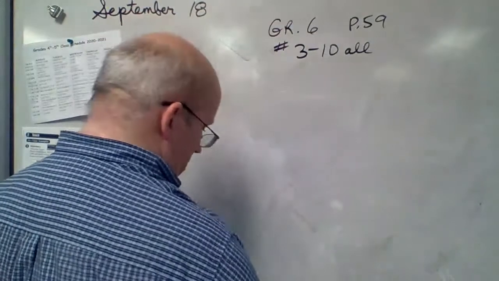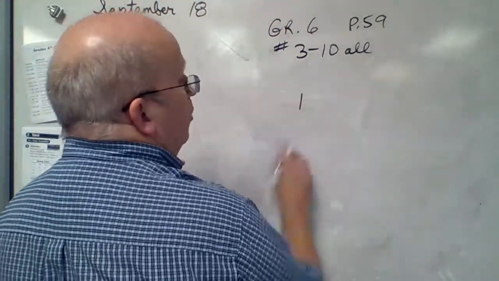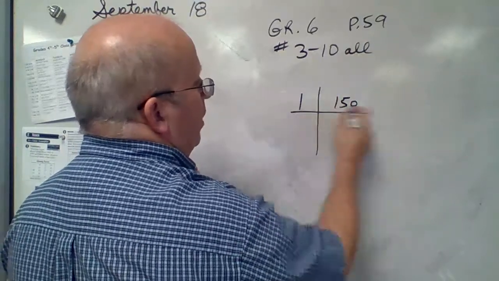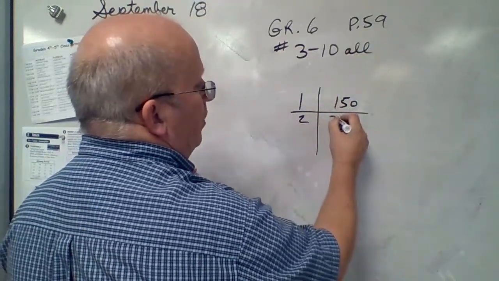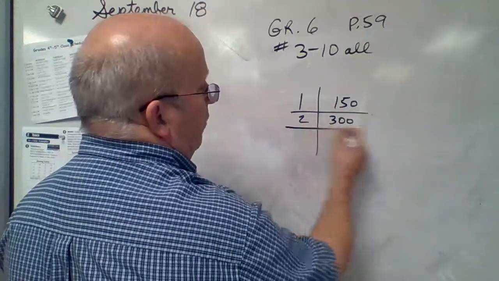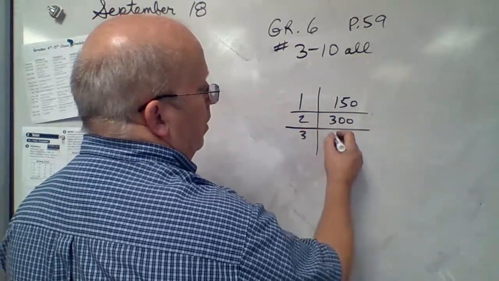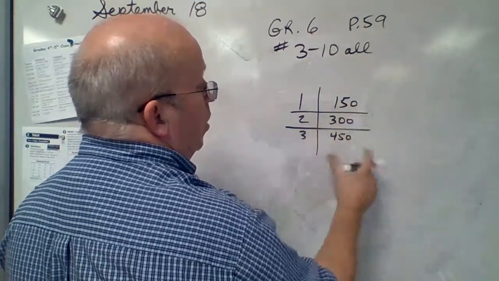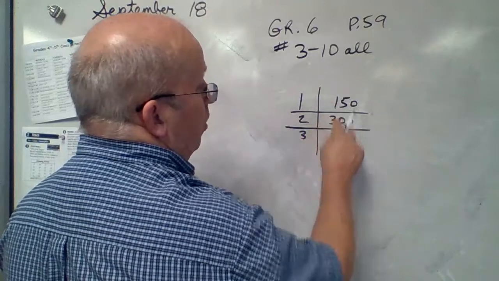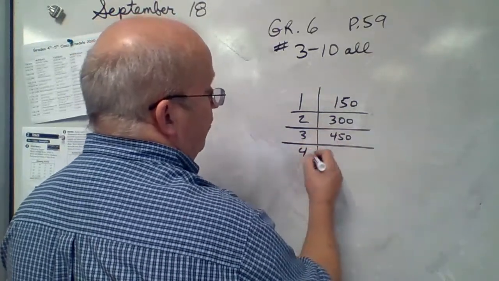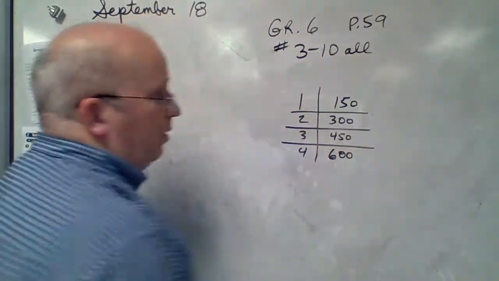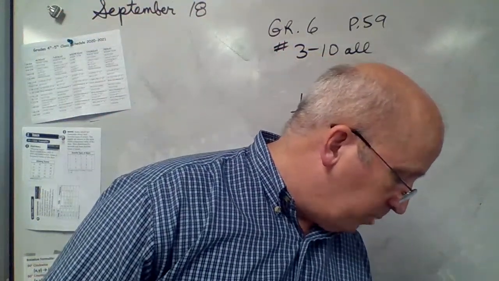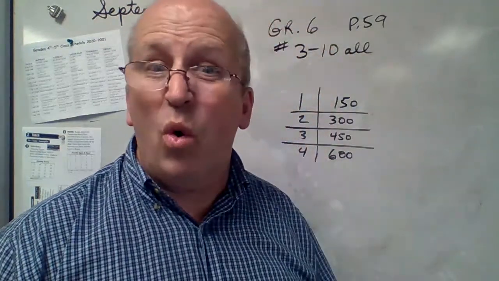But here's one way. If you only put one person on the elevator, that'd be 150 pounds, right? What if you put 2 people on the elevator? That'd be 2 groups of 150. That'd be 300, right? What if I put 3 people on the elevator? That'd be 450, because I'm adding 150 plus 150 plus 150, or I'm multiplying 3 times 150 to get 450. If I put 4 people on there, that's 600. Couldn't I just keep this going until I got as close as possible to 2,500 without going over?